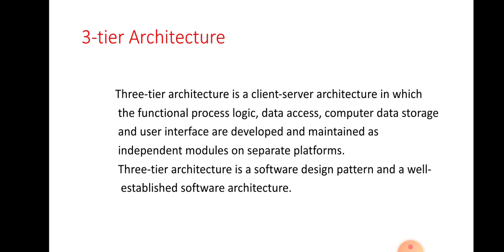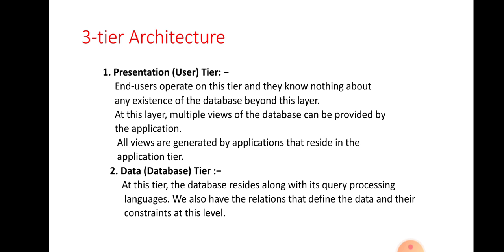Here the three-tier architecture is functional, in which the functional processing of logic, data accessing, data storage and user interface are developed and maintained as independent modules on separate platforms. The first layer is the presentation layer, also known as user tier. The end user operations know nothing about the existing database behind this layer. That means it can hide the existing database from the user.